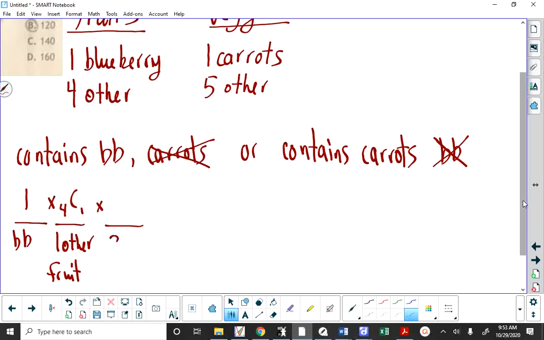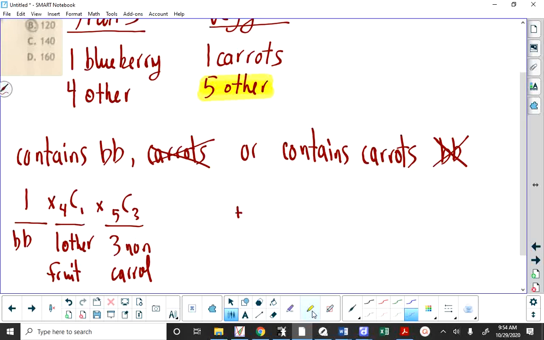So I need 3 non-carrot vegetables. And when I look at my categories for vegetables, I have 5 vegetables that are not carrots. So I need to multiply by 5, and I'm going to choose 3 of them. So if you figure out what 4 choose 1 times 5 choose 3 is, what you're going to get is how many trays contain blueberries but not carrots.